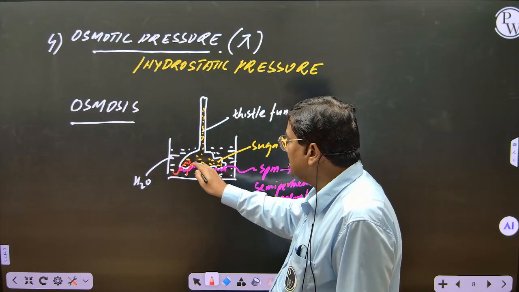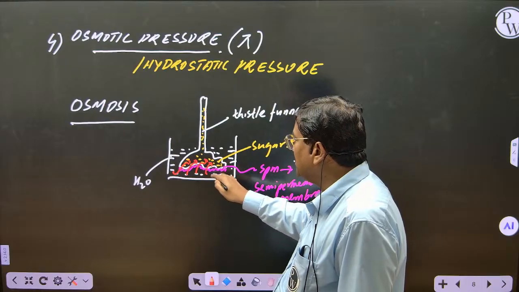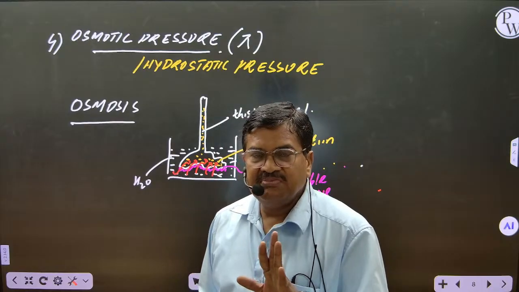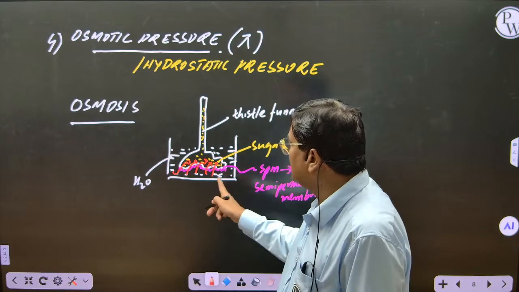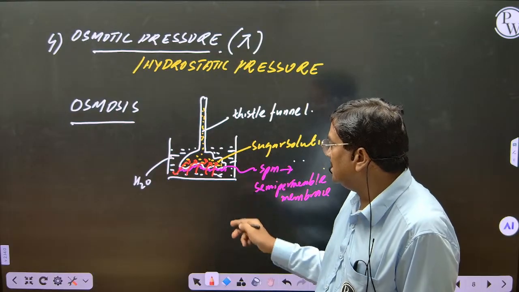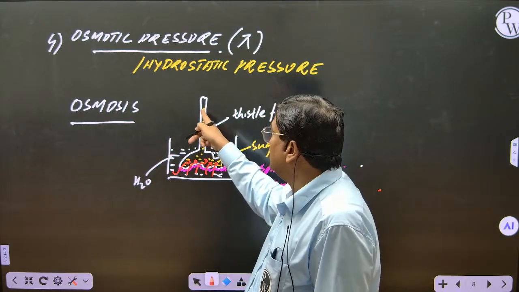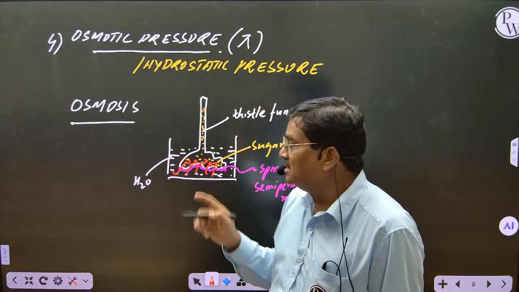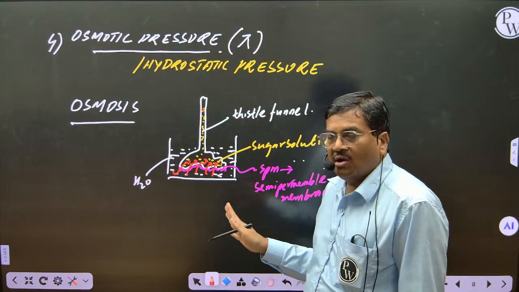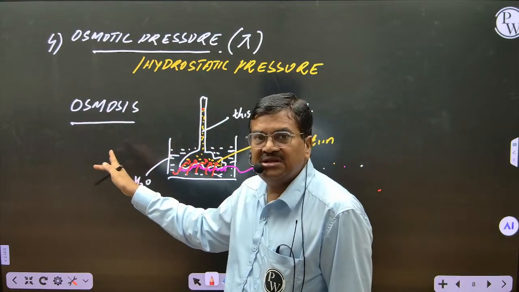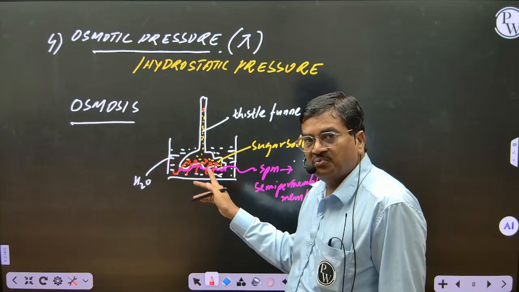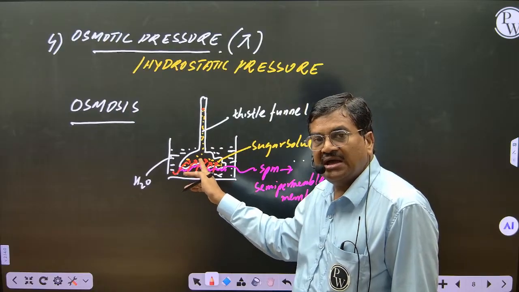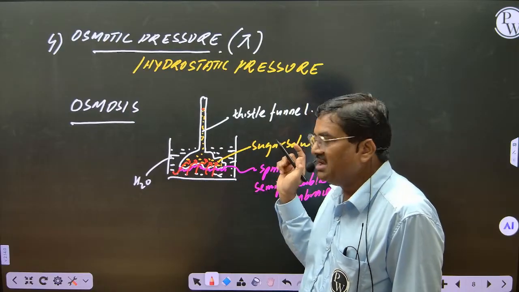Do you agree? Slowly, what molecules are moving into the thistle funnel? Solvent molecules are moving. The semi-permeable membrane will allow only solvent molecules to pass but not solute particles. Getting my point? So the level of the sugar solution slowly increases to a certain extent. Up to this understood? Now what do we define as osmosis? Simple. Osmosis is the movement of solvent molecules from lower concentration to higher concentration through a semi-permeable membrane.